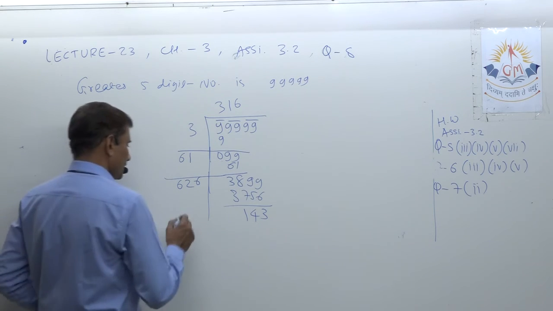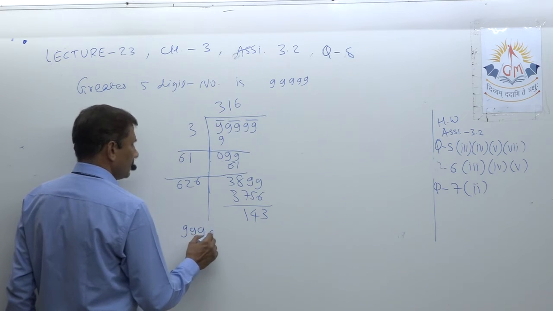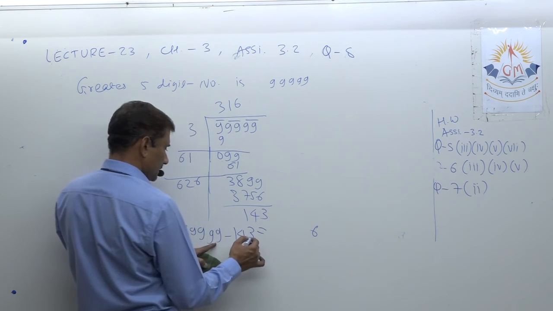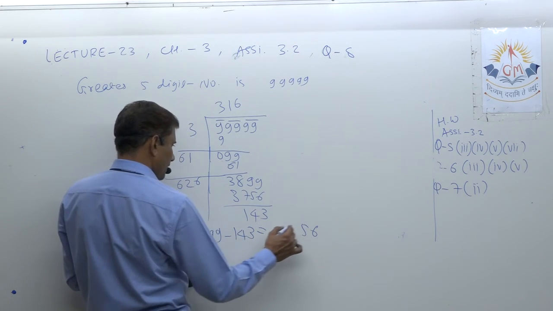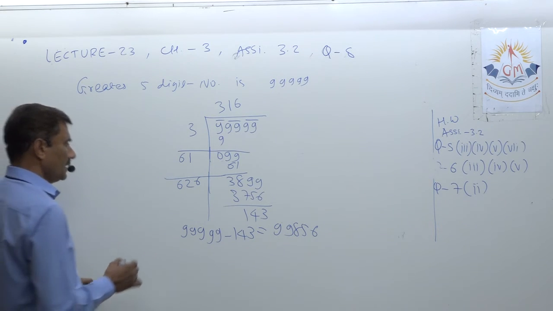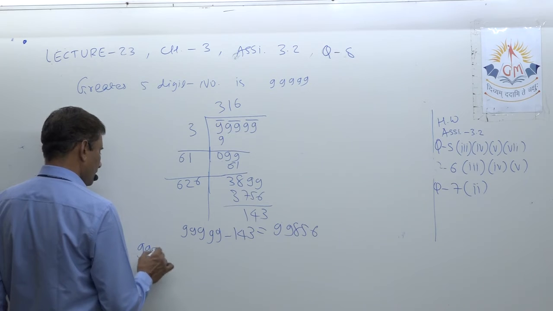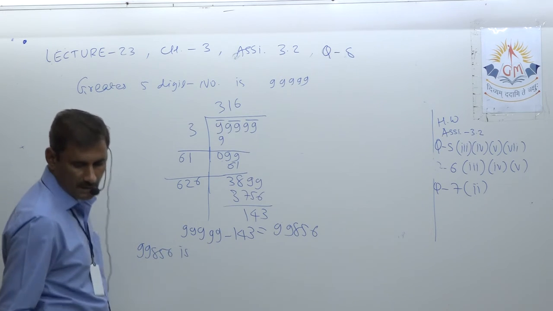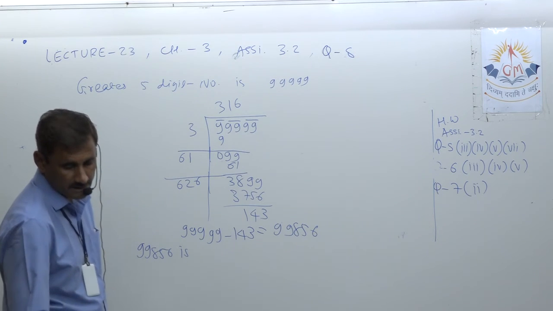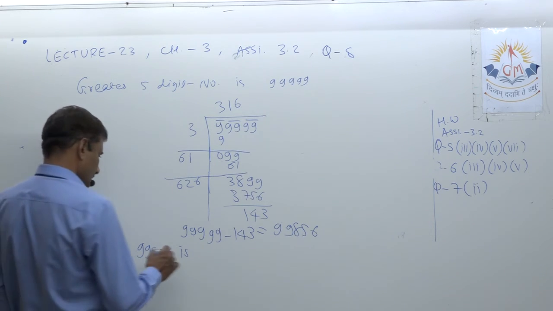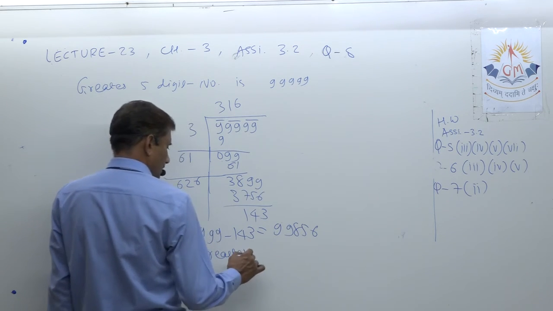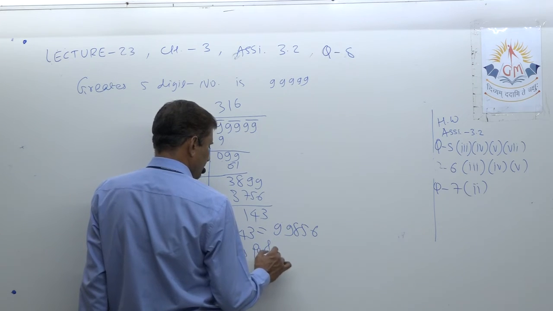So I am subtracting 99999 minus 143. So it will be 9 minus 3 is 6, 9 minus 4 is 5, 9 minus 1 is 8, and 9 extra. So now you can say 99856 is whatever they ask in number 10, the greatest perfect square number of 5 digits.